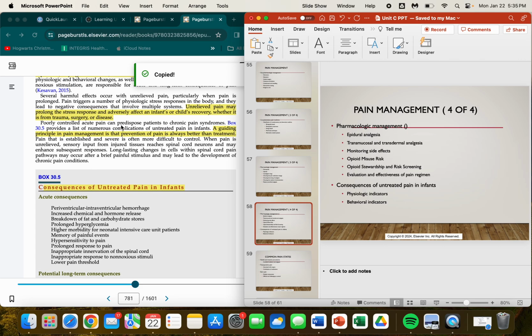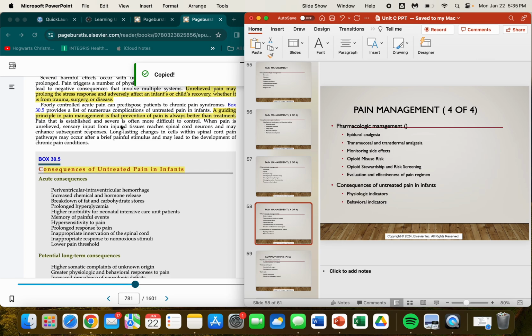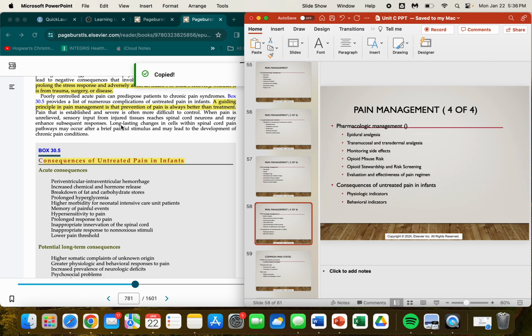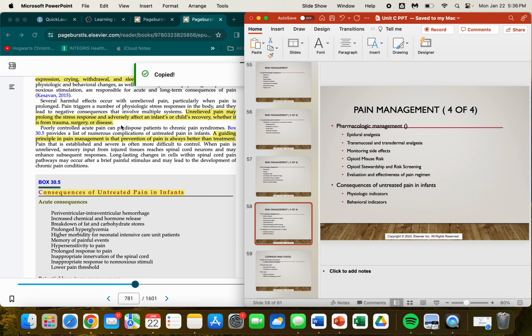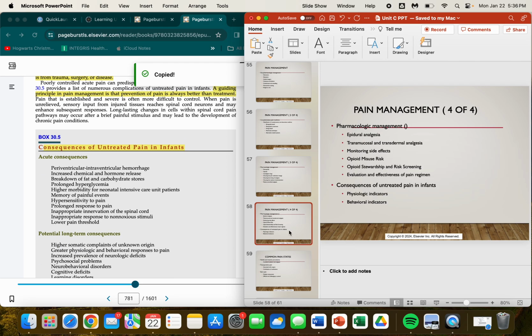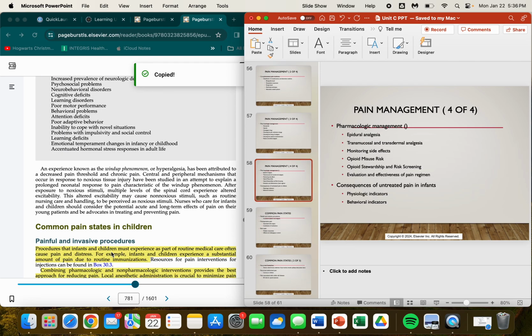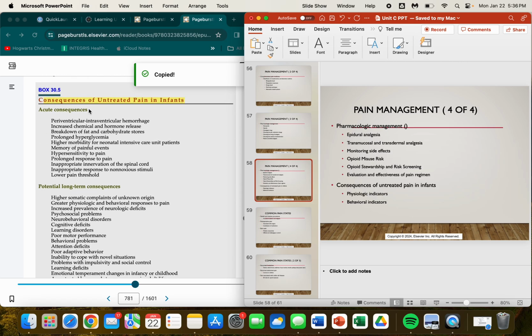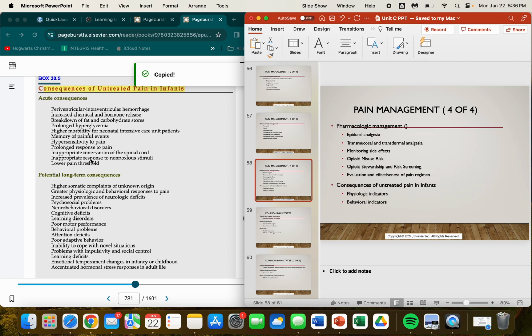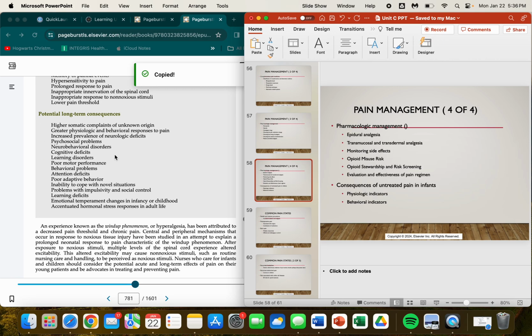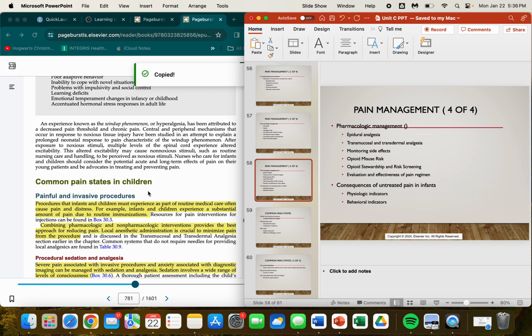Unrelieved pain could potentially prolong the stress and adversely affect their recovery if they are not treated appropriately. So a guiding principle in pain management is that we should prevent pain rather than treat pain. Our approach should be to get on top of pain before it ever starts. This talks about all the consequences of untreated pain in infants acutely, all these things that could potentially occur, and then long term, these are all the things that could potentially occur if we don't adequately treat infant pain.